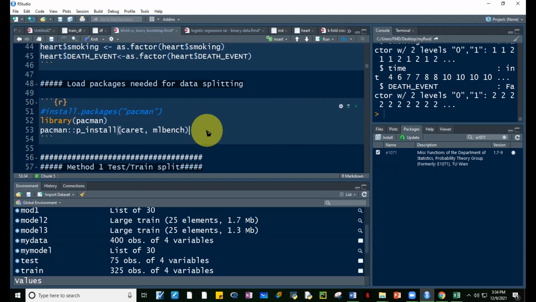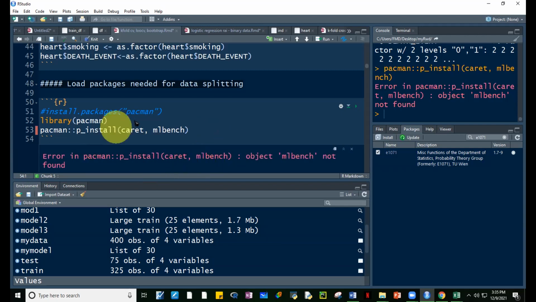Si Pacman, yung package na Pacman, marami siyang functionalities and it's used to manage yung mga packages. One of the function is p_install. So if you have not installed Caret, if you use this, it will automatically install Caret and then load it. So parang pinagsabay na yung install.packages at saka library. Okay, so if you run this guys, kindly, okay.